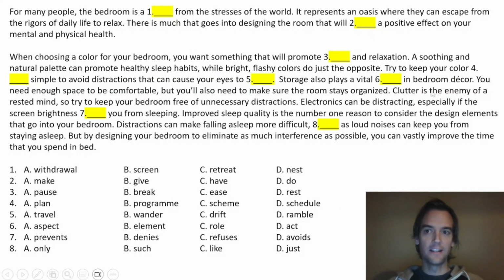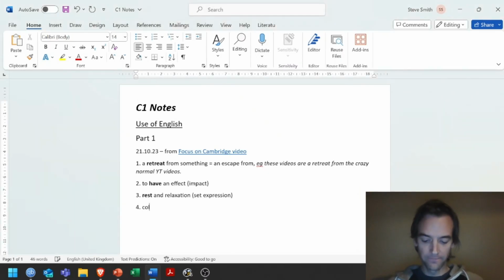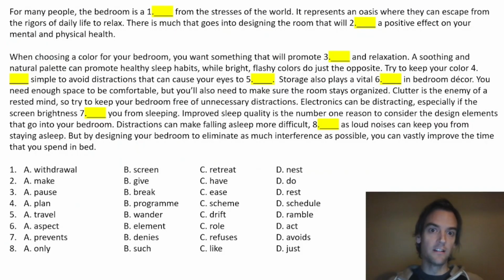Number 4 is the same. What goes with colour? Well, the expression that we use is colour scheme. The colour scheme referring to the collection of colours that go together. My nice yellow colour scheme in my living room, which you can really see with the light today.